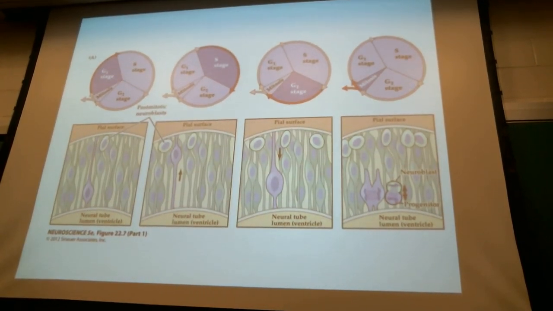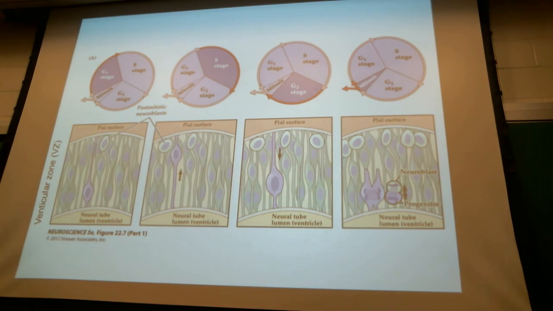So I mentioned the neural stem cells or neural progenitor cells, and most of the time they replicate themselves, and then sometimes they generate neurons. And it happens in this region between the basal surface and the neural tube, which is called the ventricular zone. And as a neural progenitor cell goes through mitosis, something interesting happens.